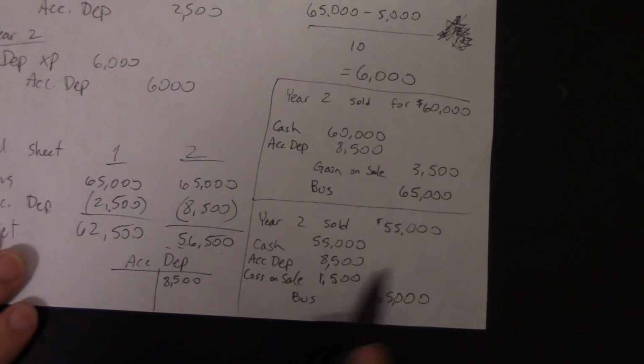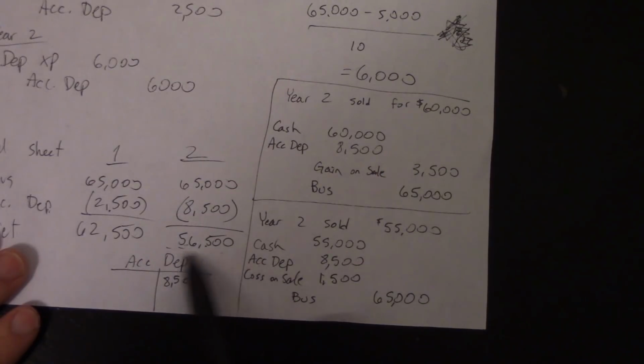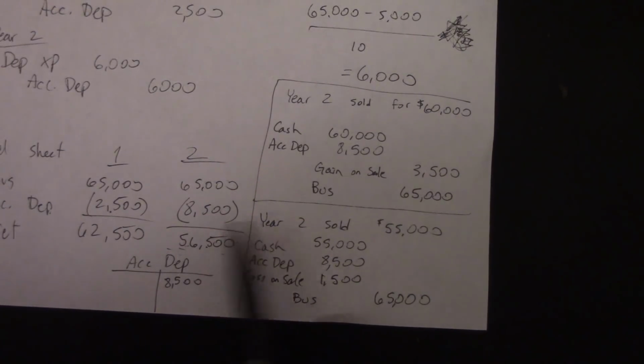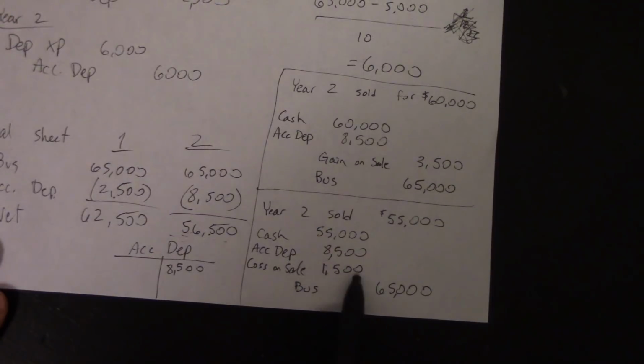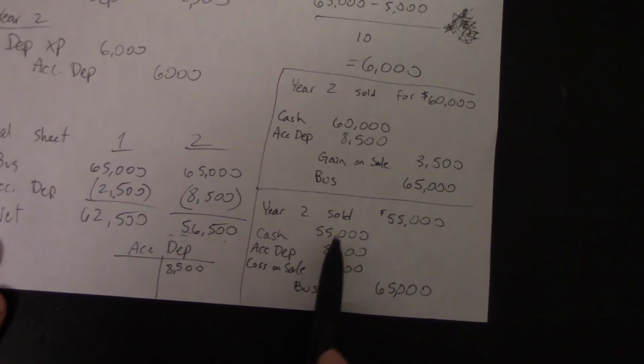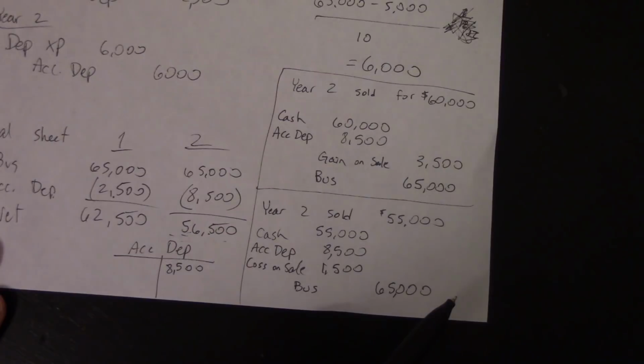That debit is going to be called a loss on the sale. And again, we can see the bus is valued to us at $56,500, but we're only getting $55,000. So that difference, we're getting less money than what we valued it at. So we're going to recognize this difference as a loss. Or you can just find the difference between these two. Recognize that it's a debit loss.